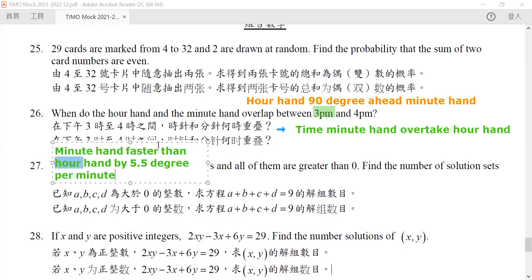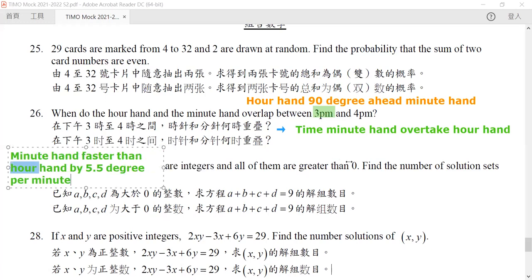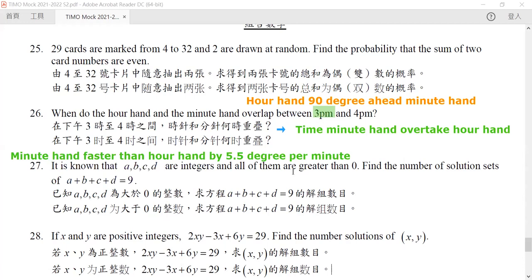So based on this information, and we know that our hour hand is leading ahead by 90 degrees, the time it takes is exactly 90 divided by 5.5, or in other words, 180 divided by 11, which is equal to 16 and 4/11 minutes. So the time it takes is 3:16 and 4/11 p.m.